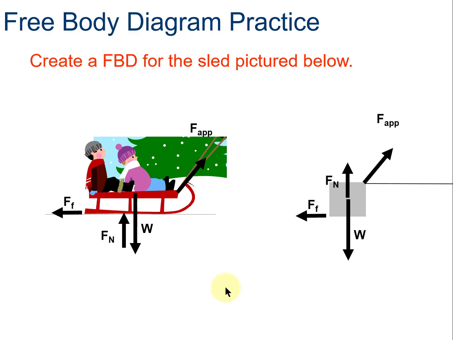You can see that the normal force we can move around a little bit. Okay, now it's important that we understand the angle of that applied force, and you can see that we define it as an angle theta with respect to the horizontal. And so the image on the right is your free body diagram of that sled system.